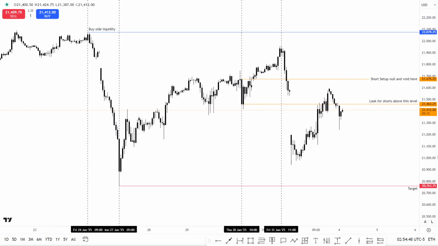So, I won't say they're null and void, these levels, but I am looking for shorts above this level, and my shorts become null and void if we get a body close above here. And when we get a body close above here, I would look for that to invert, and my long setup should be when we trade back to that level, and my stop would be here. In terms of range, I would look if we close body below this.